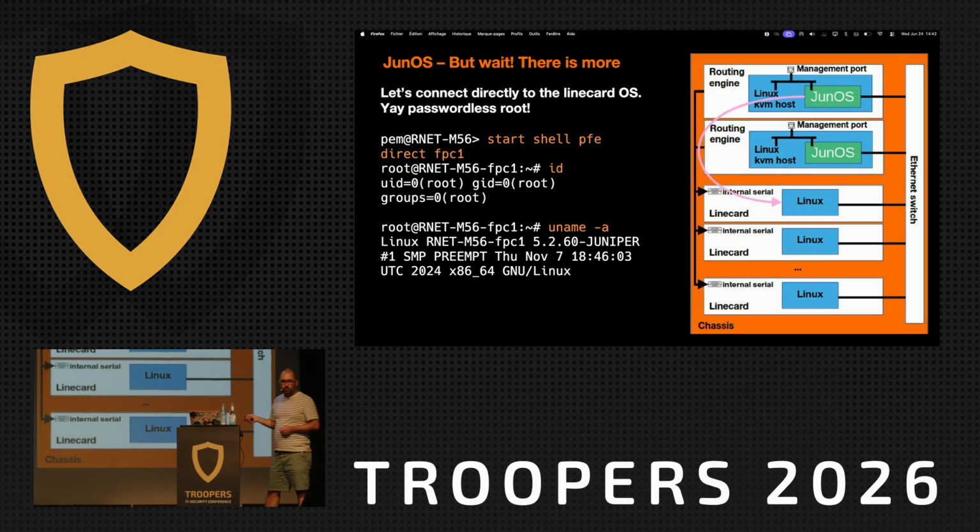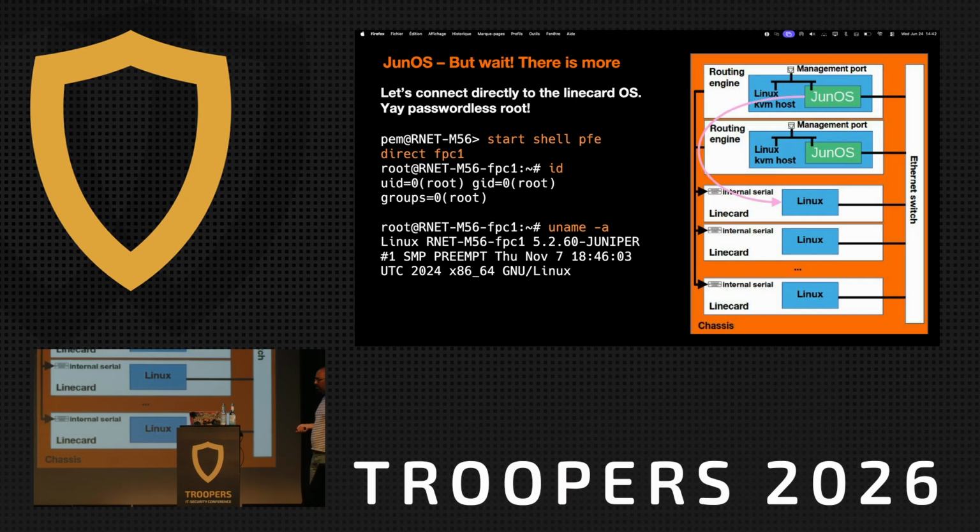So there are two ways of connecting to a line card when you are on the Junos CLI. One way is through the internal serial ports, or the other way is through the Ethernet switch, where you have IP connectivity from the main routing engine to the line cards. And what happened is that Juniper just forgot to ask for a password. And they gave you root access to the line cards, even if you are just a plain user on the Junos CLI. Wow, okay. So you are root here on the FPC1.